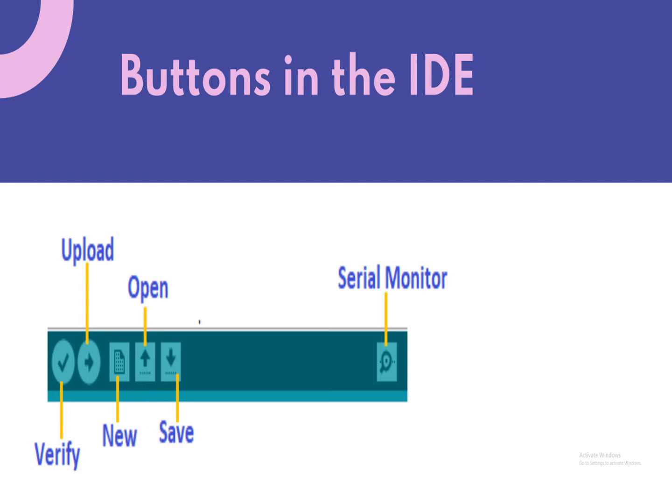The icons displayed on the toolbar are, from left to right, New, Open, Save, Upload, and Verify. This diagram should help you gain a better understanding of the icons. Obviously, all of these icons are absolutely essential for the proper functioning of the IDE, but one stands out in particular. It is the upload button.